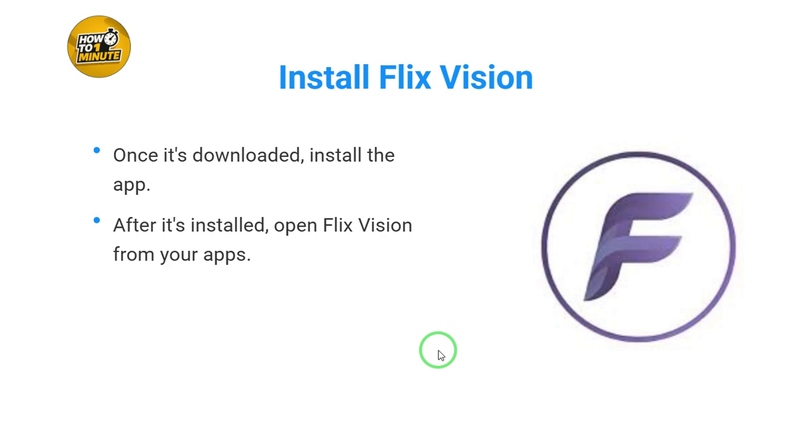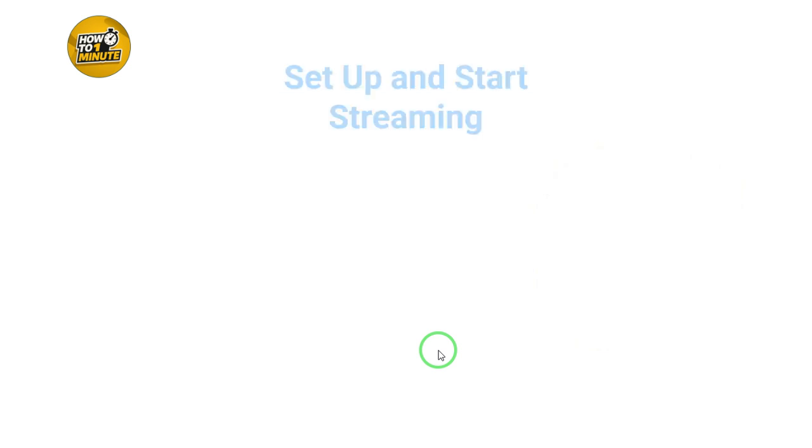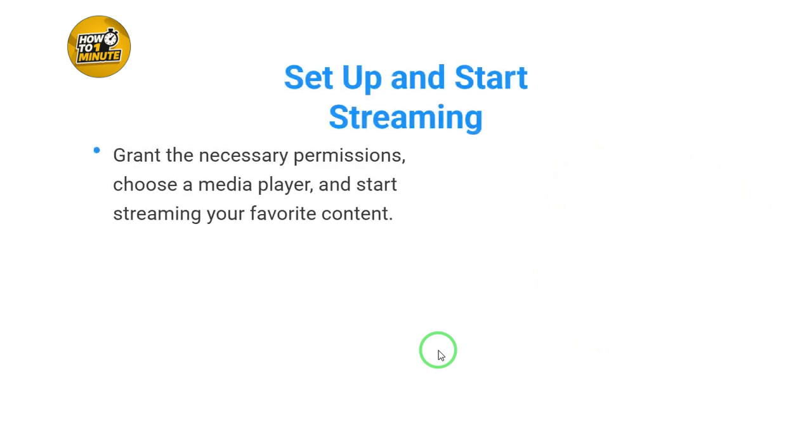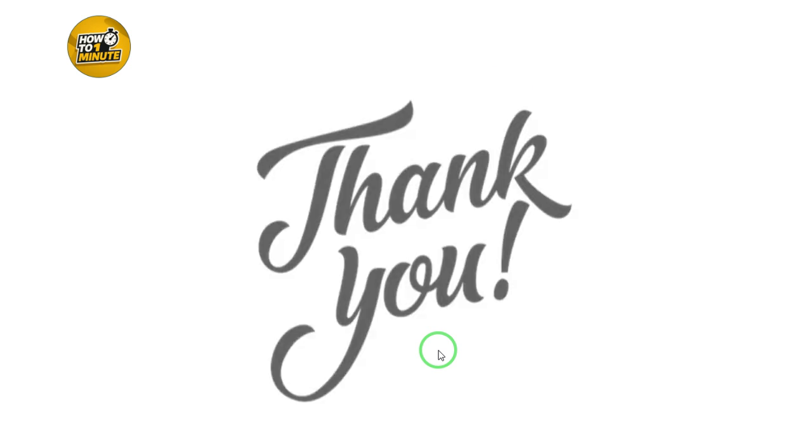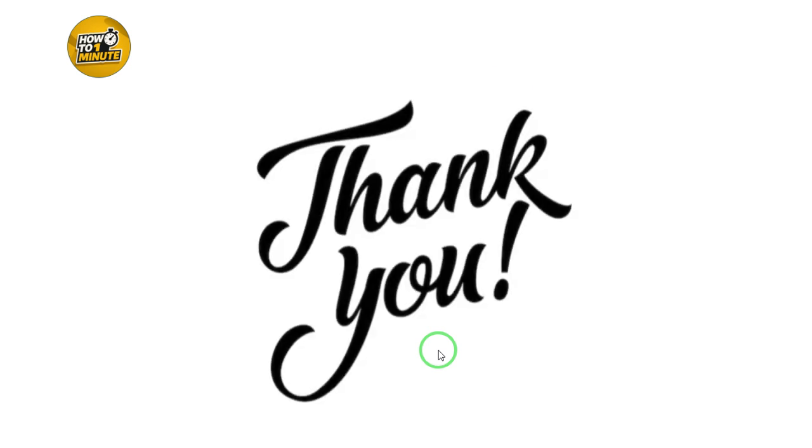After it's installed, open Flix Vision from your apps. Grant the necessary permissions, choose a media player, and start streaming your favorite content. And that's it. That's how you can install Flix Vision on your Android TV or Fire Stick.